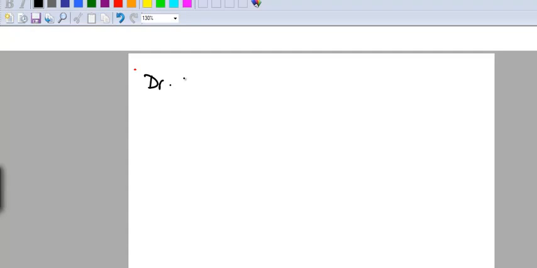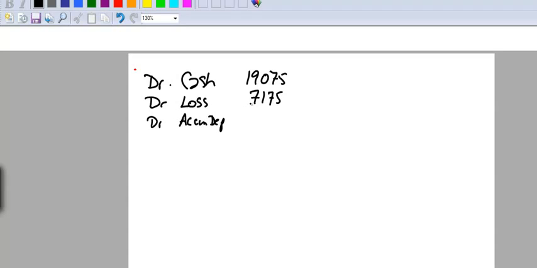I'm going to debit this cash account. This cash account, I received 19,075. I'm debiting a loss. This loss is 7,175. What else do I debit? I sold this equipment, so my accumulated depreciation is going to be 39,375, and I'm going to credit equipment. The equipment is 65,625. So the additional information has provided me with a bit of guidance as to what's happening here. Let me quickly add up my numbers, and you'll see that my debits and credits balance.